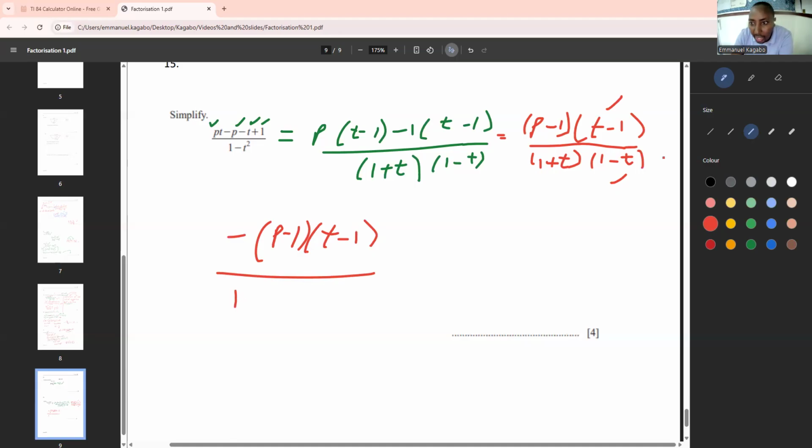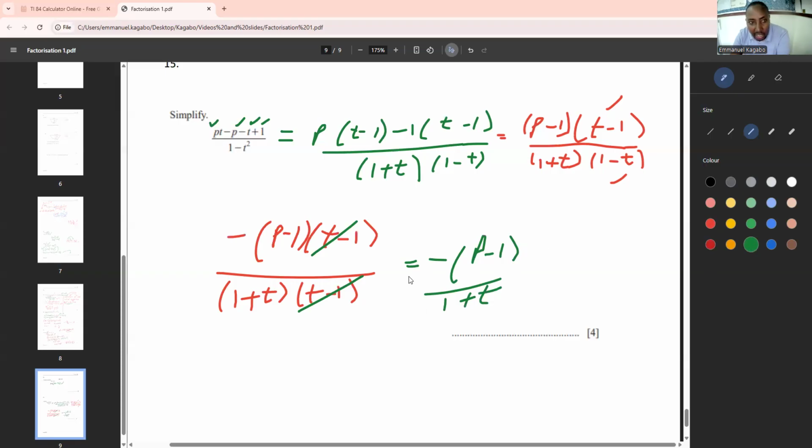I want to change the sign of this one. So 1 plus t, bracket t minus 1. You see that? Now this time around I can simplify. This one goes with that. So the final answer will be minus bracket p minus 1 over 1 plus t. Okay, I hope you have understood what I've done here.